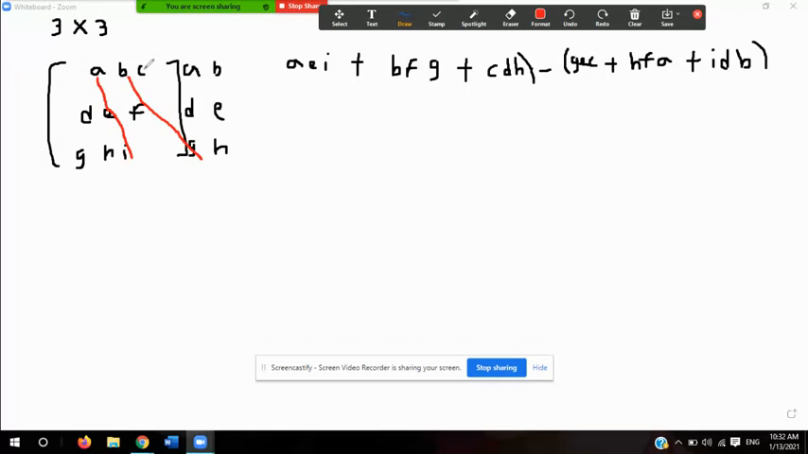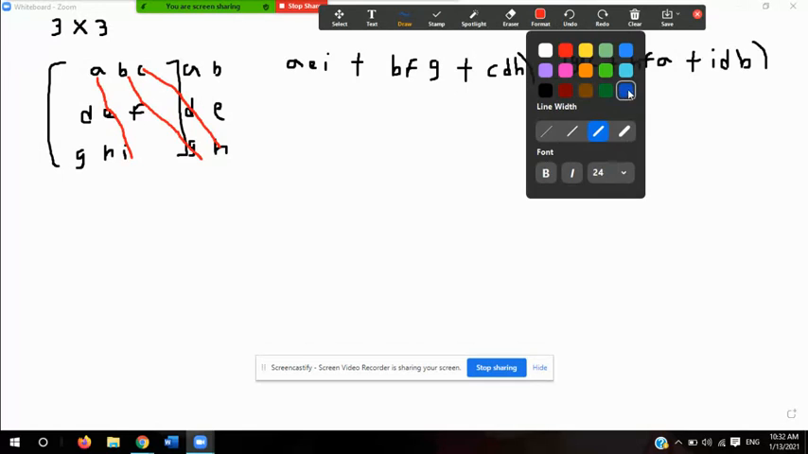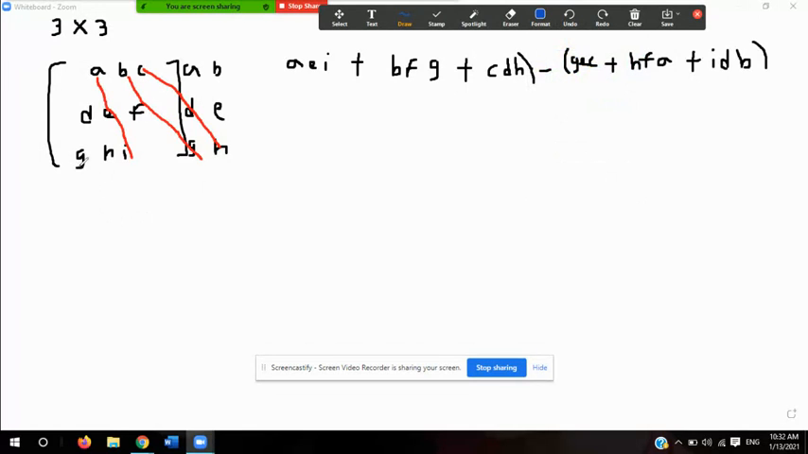And then, of course, we have CDH, which would be the number of C times whatever number D is times whatever number H is. And then we add that to GEC, and that would be GEC, which would be this. And then multiply by HFA. And then multiplied by I, D, and B. And that's pretty much how we would do it.